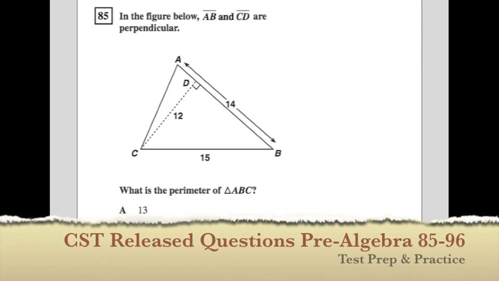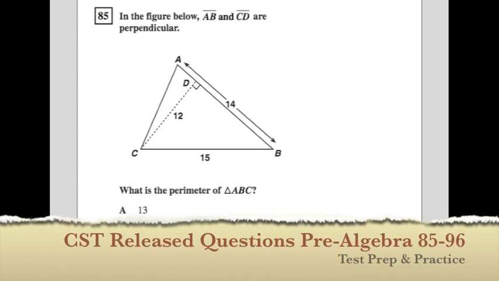Problem 85 says in the figure below, line AB and line CD are perpendicular. Perpendicular once again means that those two lines meet at a 90-degree angle. What is the perimeter of triangle ABC? All right, so let's find out what this is.